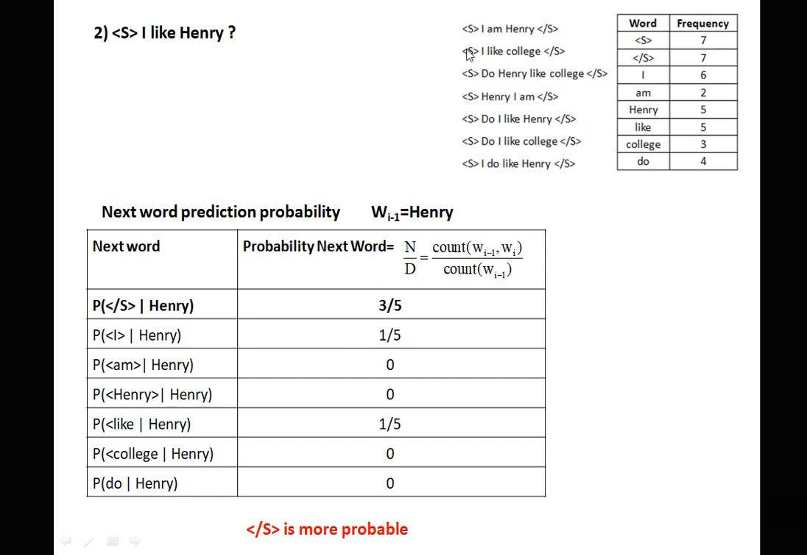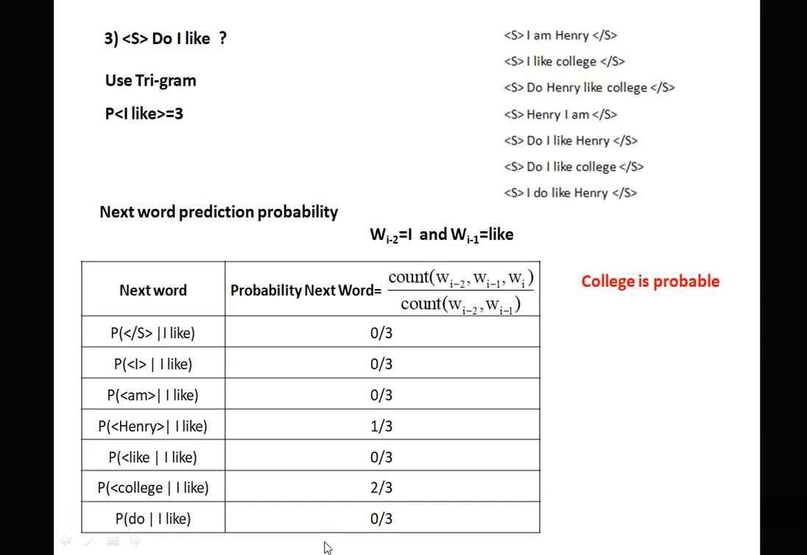After Henry, how many times does I come? Henry I, so 1 by 5. Now all other possibilities are 0. We will check Henry and like. So after Henry, in one sentence Henry and like is coming, so it is 1 by 5. So which is more probable? The end of the sentence is more probable. So after Henry, the end of the sentence is more probable.